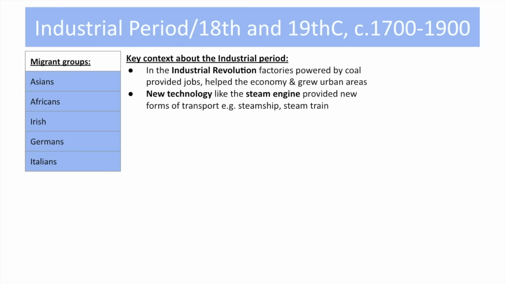As I said, there's new technology with the Industrial Revolution which provides job opportunities, but it also creates new forms of transport that make it much easier and faster and safer to migrate. So especially the steamship brings a lot of migration from further away, places like Asia, places like India. It's easier to travel from with the steamship.